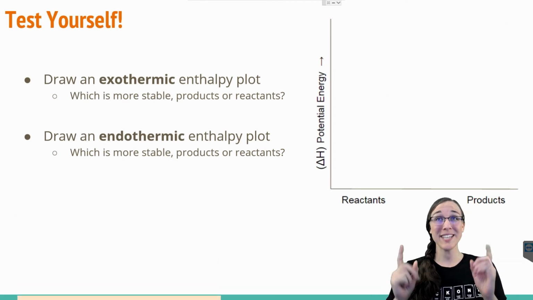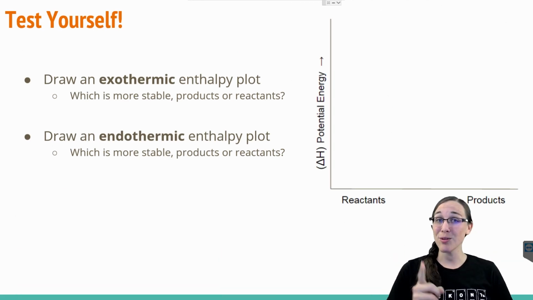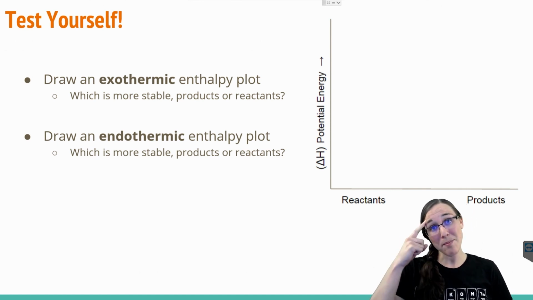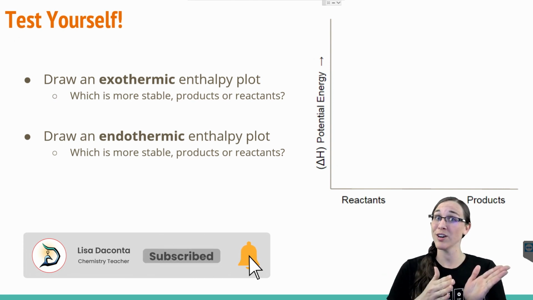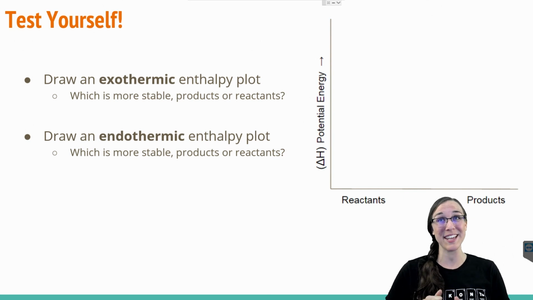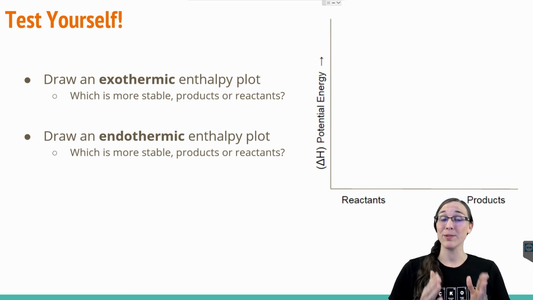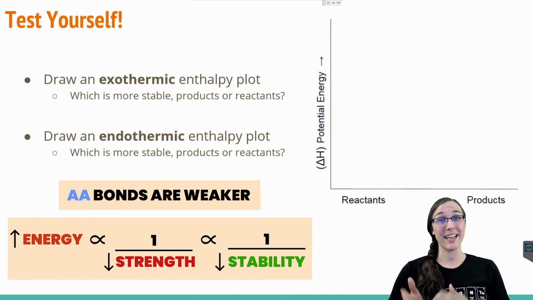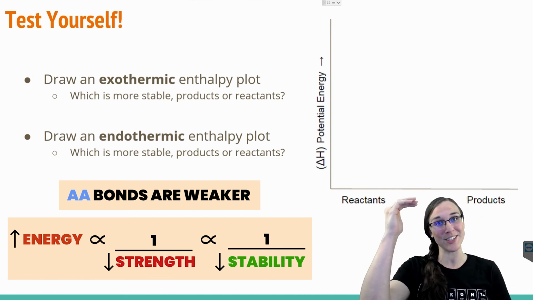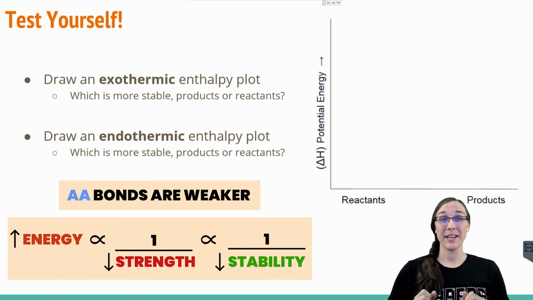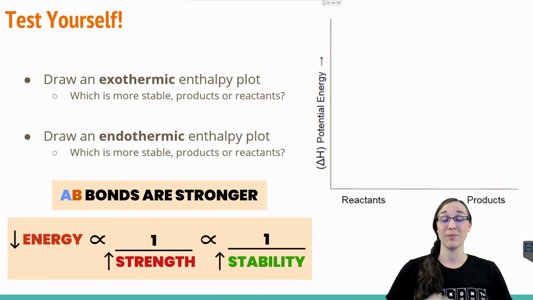As always, make sure you test yourself before you wreck yourself, and make sure that you can draw an enthalpy plot for both the exothermic and endothermic enthalpies from memory and determine if the products would be more stable, less stable, stronger or weaker bonds, more or less potential energy. Remember that AA bonds represent chemicals that have weaker bonds, and if they're weaker, that means they are less stable, and if they're less stable, they have greater potential energy. Whereas AB bonding is a way to determine if something has stronger intramolecular bonds, and if it's stronger, that means it's more stable, meaning that the potential energy would have to be less.